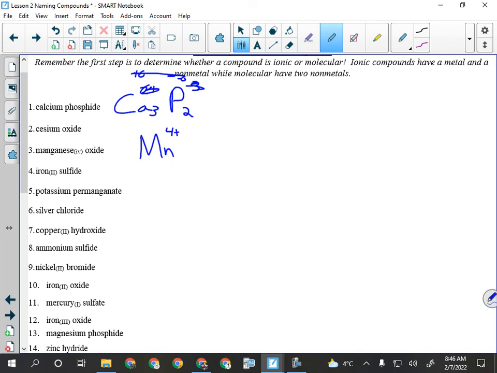And it is with oxygen. Oxygen is always -2. Now I drop and swap. So I drop the 4, I bring it over here. I drop the 2, I bring it here. What should I do before I'm finished? Reduce. Ionic compounds always get reduced to their lowest terms.